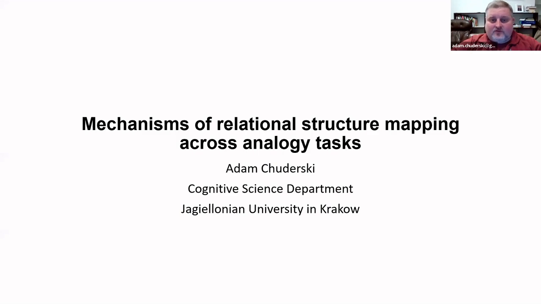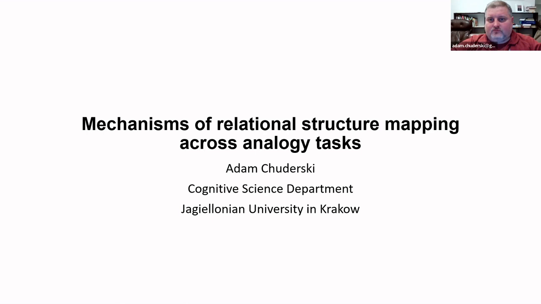Today I'd like to focus on the analogy-making component, the structure mapping component, that was probably one of the first in developing the theory of analogy. I would like to consider the process, the mechanism of mapping relational structures, across various analogy tasks.